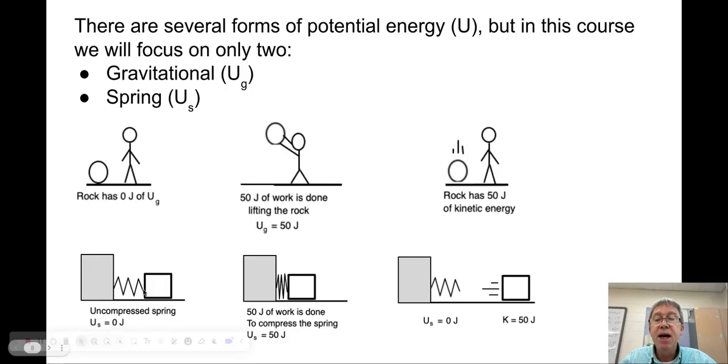Similarly, I have an uncompressed spring, a relaxed spring we often call it. It has no potential energy in it, no U_S. If I then push it this way and compress this spring, I had to do work to compress the spring. I applied a force across a distance, and in doing so, I expended 50 joules worth of work. Therefore, there's 50 joules worth of energy stored in the spring. And if I let go of this object, the spring is going to push it this way, and it's going to turn 50 joules worth of spring potential energy into 50 joules worth of kinetic energy, and now the spring no longer has any energy left in it.